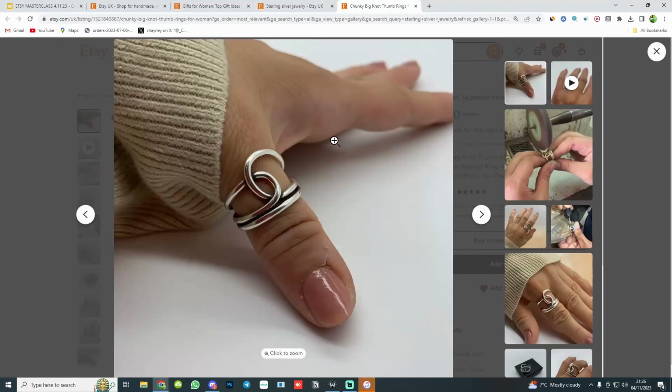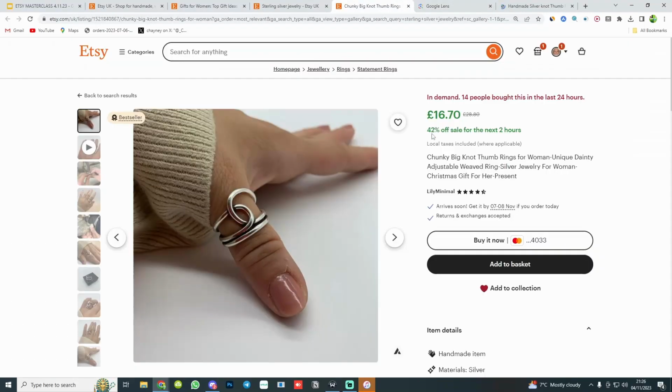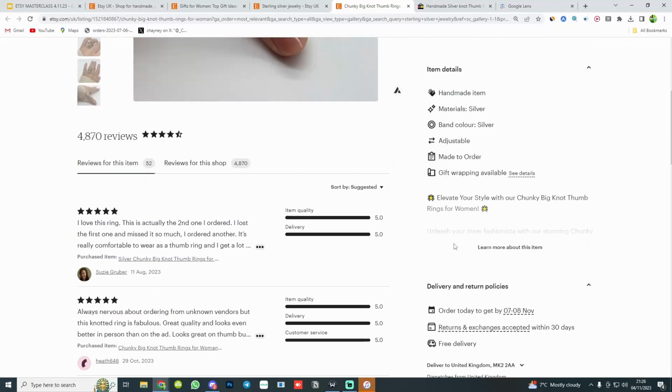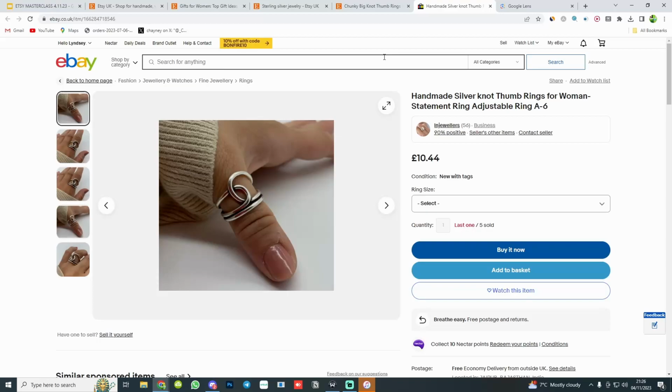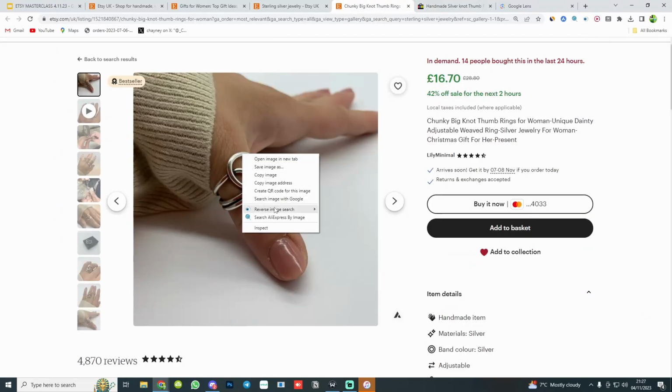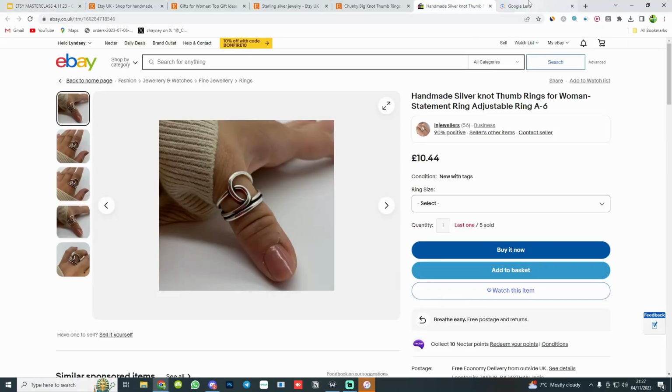So say we're looking at this, it looks kind of legit handmade. I think they might be taking their own images, but we'll see. So yeah, we can see on eBay, first things first, it's £10 on eBay, and then it's £16 on here. Free shipping on both. So straight away we found a source for this product if you're going to sell it. That's why I use the reverse image search. I think it's called Revi. Revi reverse image search. If you want this tool, just search Chrome extension Revi.